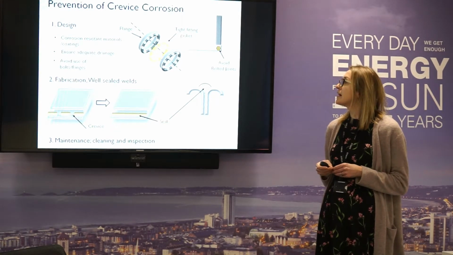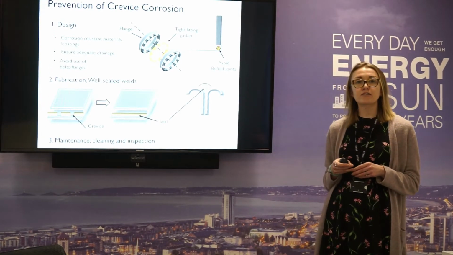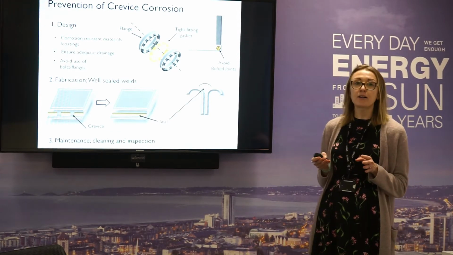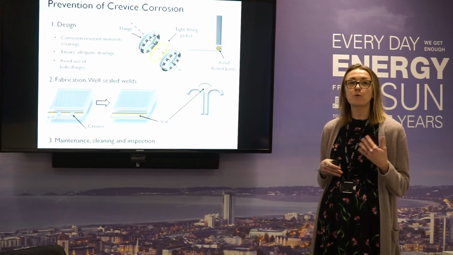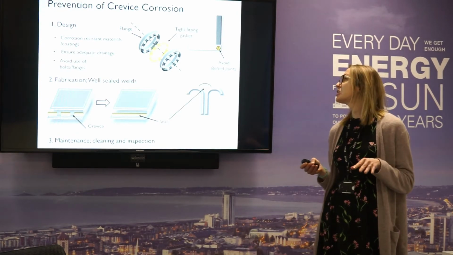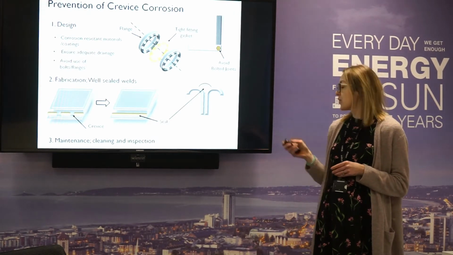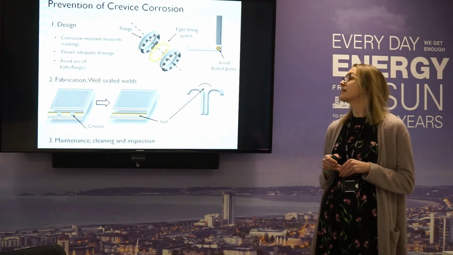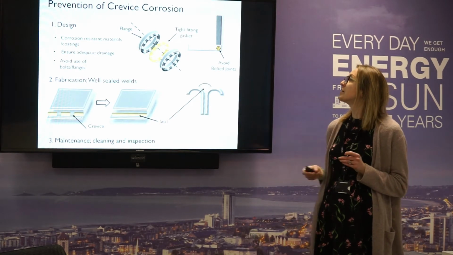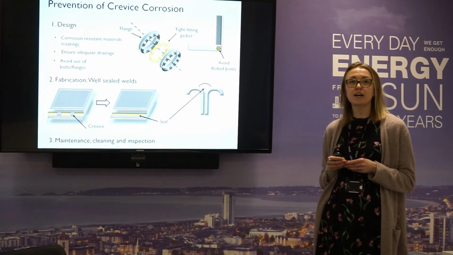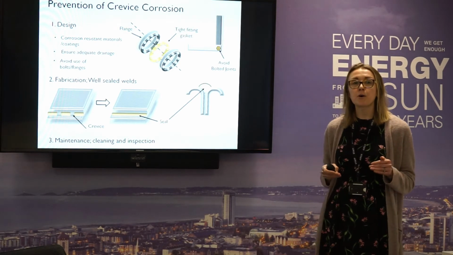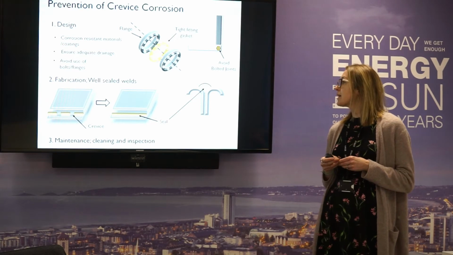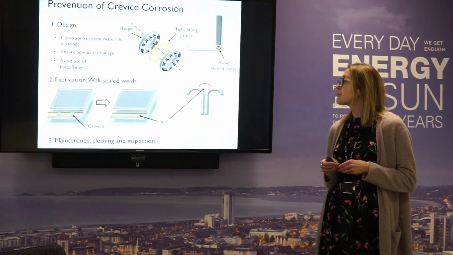The first one, design: we could pick more corrosion resistant materials. We should also design the geometry of components so that we don't get water stagnating and we get adequate drainage. In terms of joining, we could avoid these bolted joints, and if we're using a joining technique, for example at a flange, we can use these tight fitting gaskets which adhere well in the gap and therefore prevent any crevice from occurring.